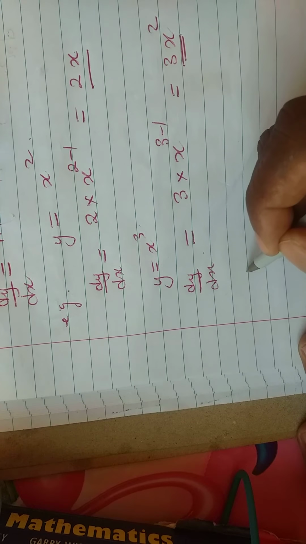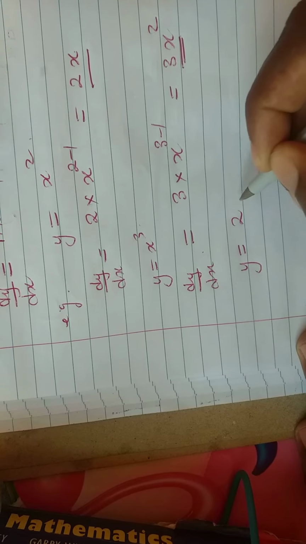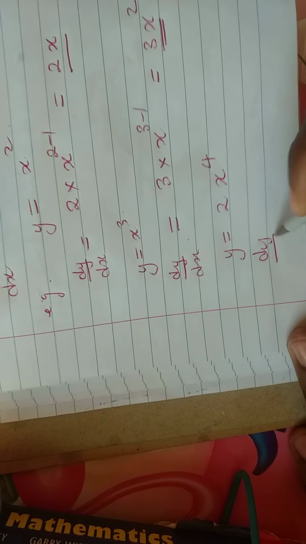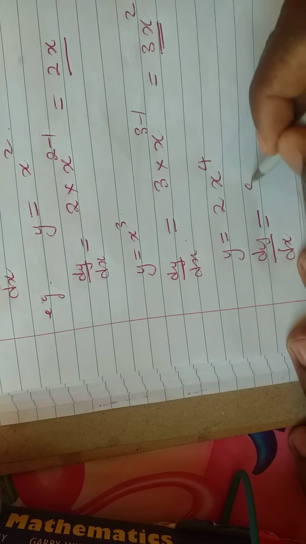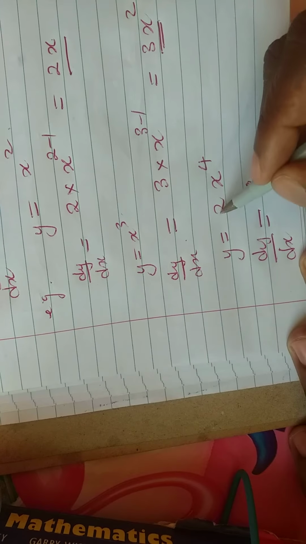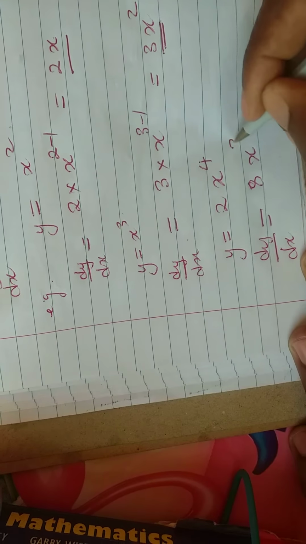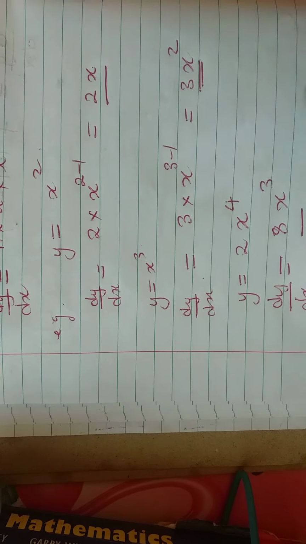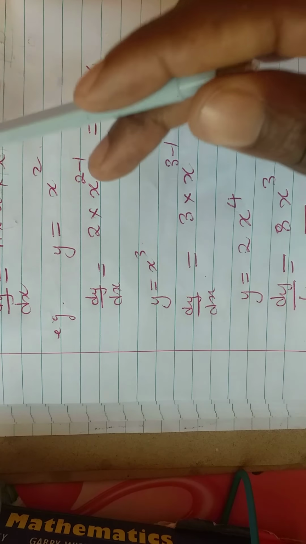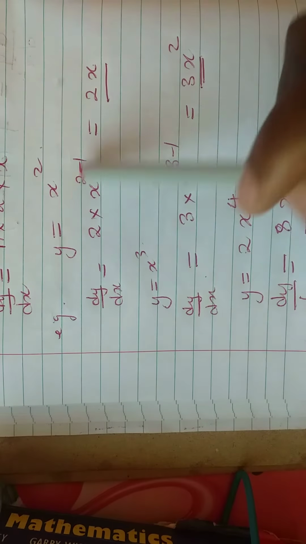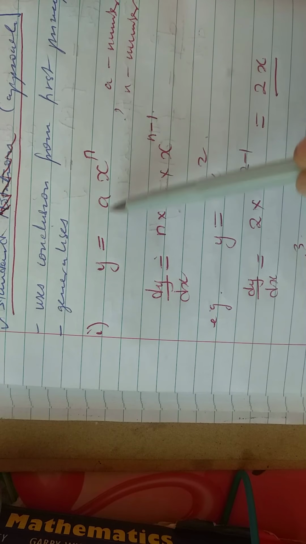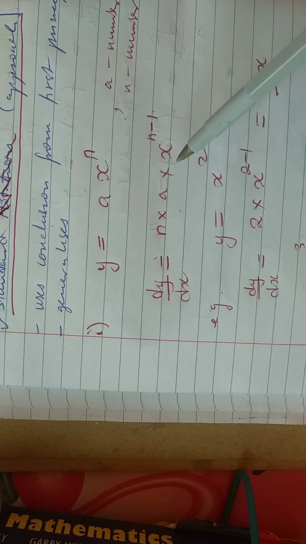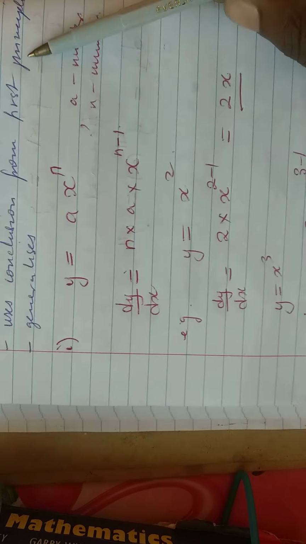Another example: y equals 2x to the power of 4. Therefore, dy/dx is going to be equal to 8, that's 2 multiplied by 4, times x to the power of 3, since 4 minus 1 is 3. So that's what you're supposed to be doing every time you see x to the power of n. If y equals a x to the power of n, then the derivative is n times a times x to the power of n minus 1. Right. Thank you.